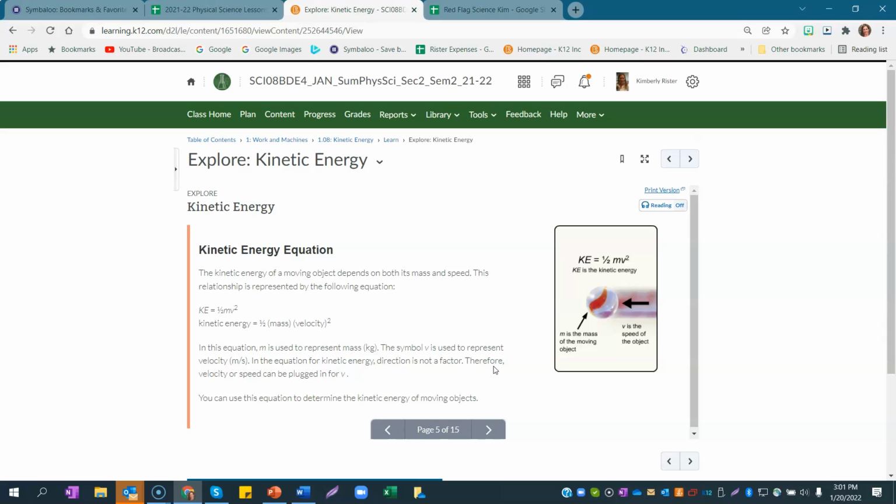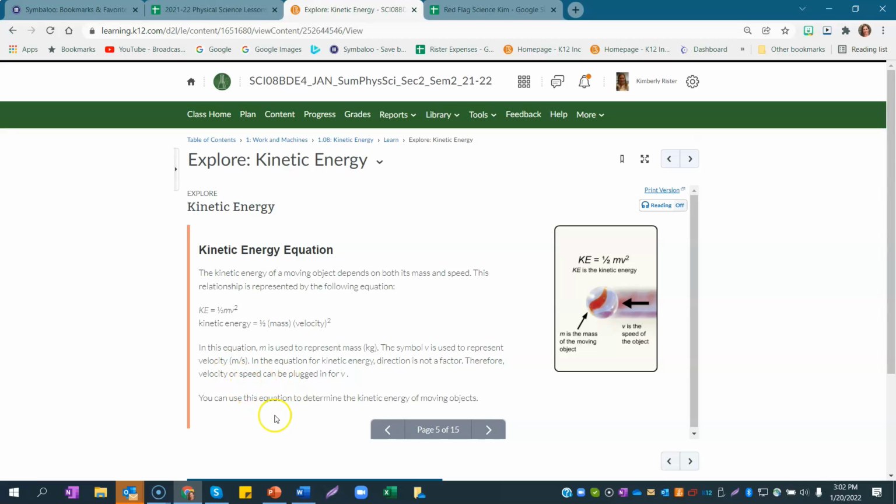So number 3 says, how do you calculate kinetic energy? Here's the formula. Kinetic energy of a moving object depends on both its mass and speed, and this is the relationship we're representing here in the formula. Kinetic energy is equal to half the mass times the velocity squared. I would write out this whole thing so that you know what everything means, mass and velocity.